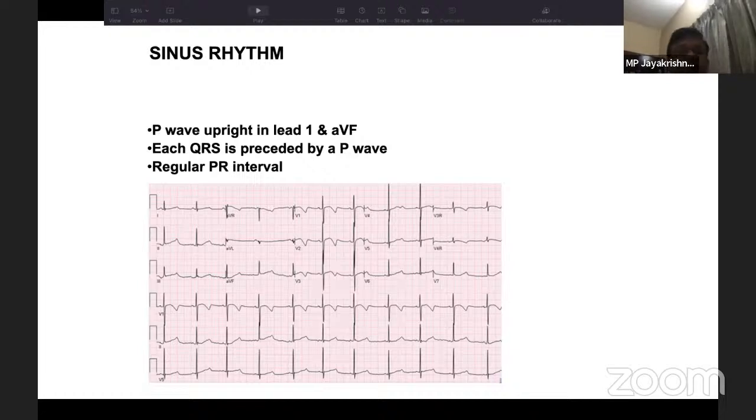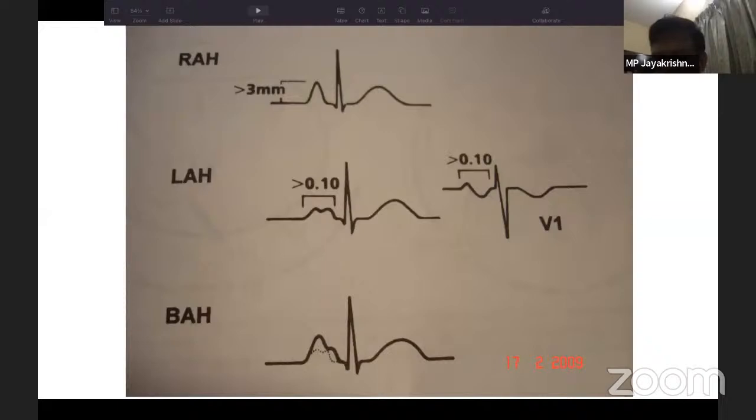If you need to call the rhythm sinus: QRS complex preceded by P wave, a constant or regular PR interval, and normal P wave axis. Normal P wave axis means P wave is to be upright in lead 1 and AVF. Then you look at the voltages of the P wave and also the duration of the P wave so that you can comment about the atrium.